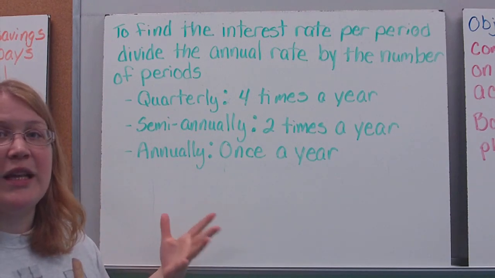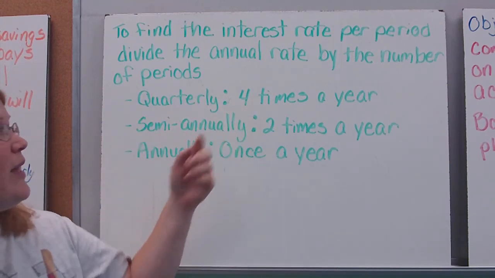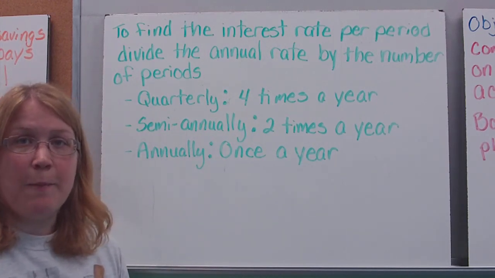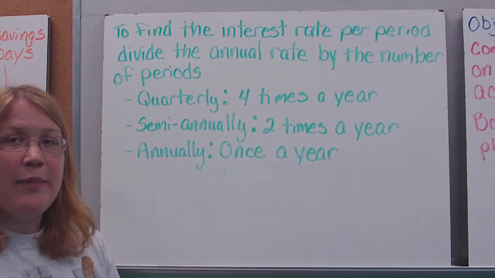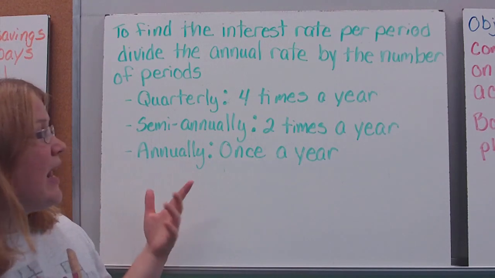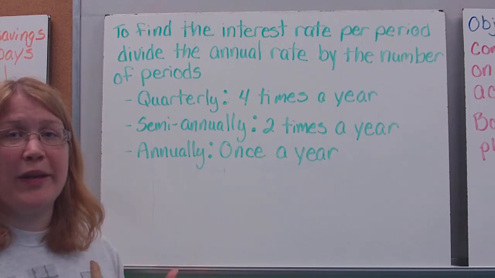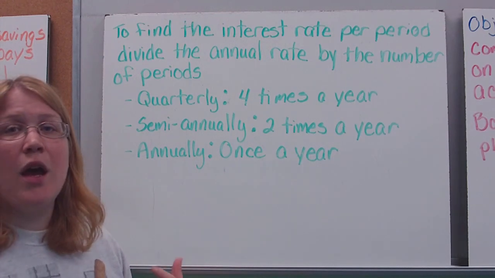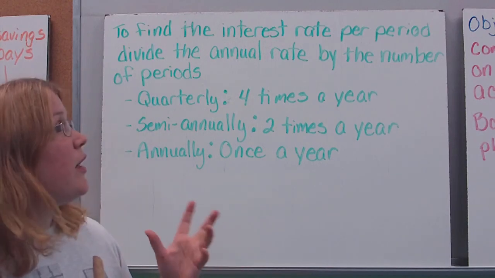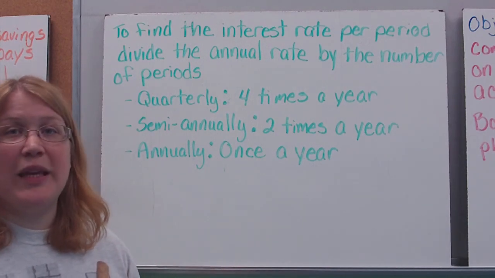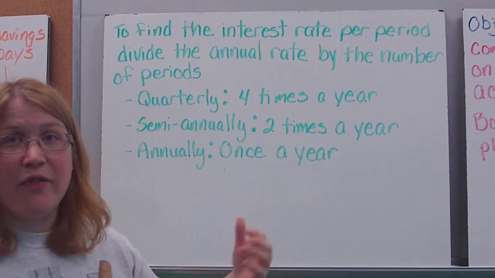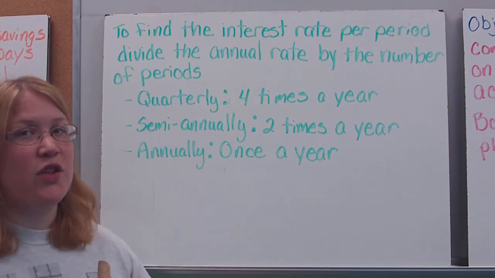So the important thing we need to copy down here, we need to know that quarterly means it's 4 times a year. Semi-annually means it's twice a year, and annually means only once a year. So these are going to be important because this is going to help us calculate what the rate per period is, be it a quarter, a half, or a whole year. Okay? That's all it's saying.